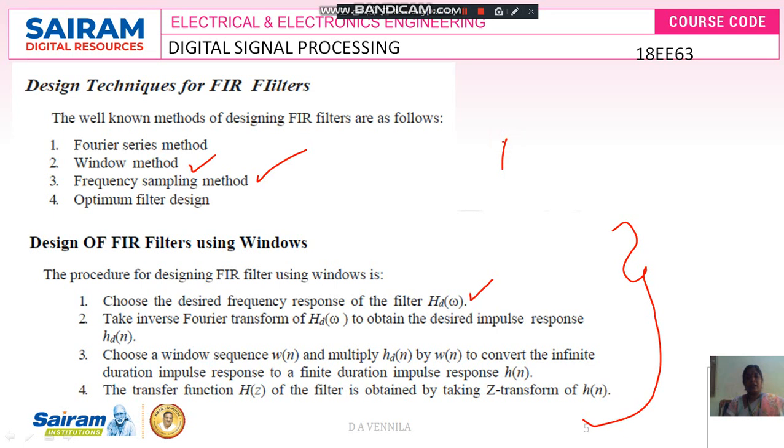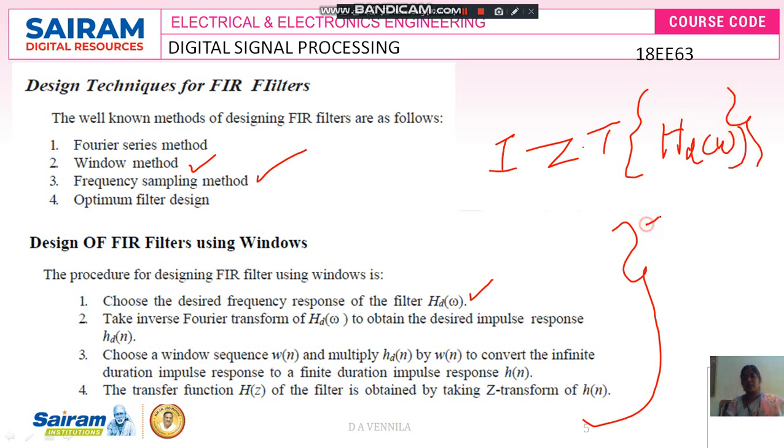If you take the inverse Z transform of the desired frequency response, you will get the desired impulse response. Here, whatever is represented by a capital letter is the frequency response. If the letter is represented by a small letter, then it is the impulse response. It is a time domain sequence, while the other is a frequency domain sequence.